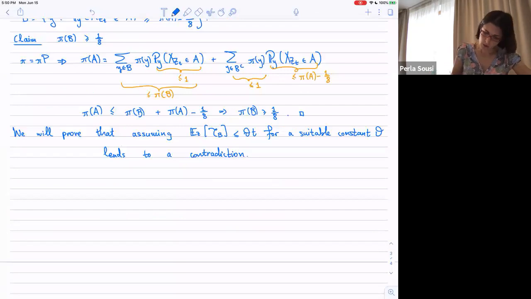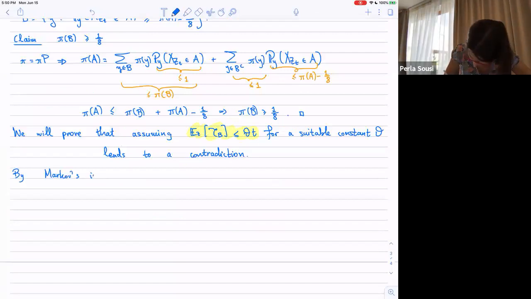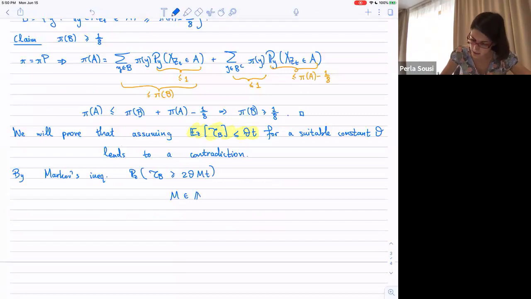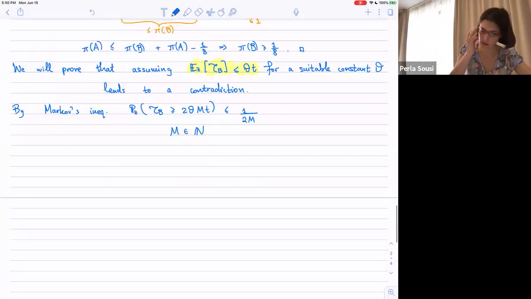Okay, so now we assume this inequality. By Markov's inequality, we have that the probability starting from Z that tau B is greater than or equal to 2 theta mt, for some m to be chosen later, a natural number, is upper bounded by 1 over 2m, just by Markov's inequality.